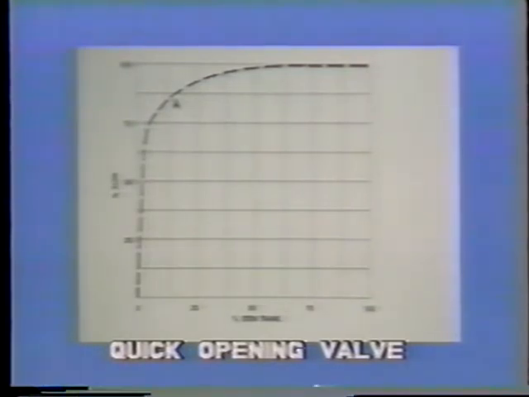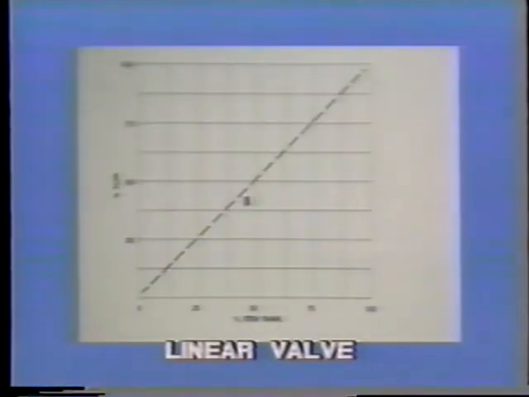First is a quick opening valve. Note that we are comparing the amount of stem travel with the percentage of full flow. A very small amount of stem travel creates a very large percentage of flow in the case of a quick opening valve. In contrast, the linear valve presents a nearly linear relationship between flow and travel.